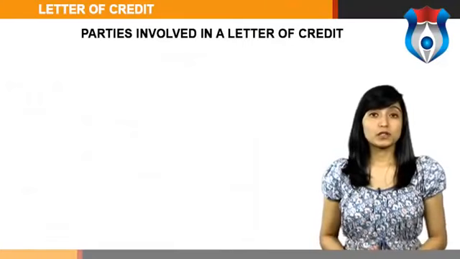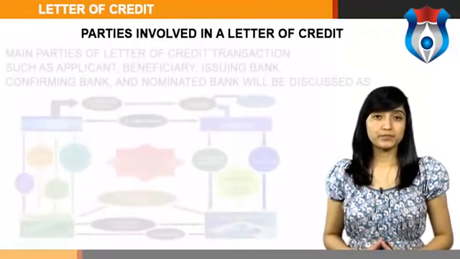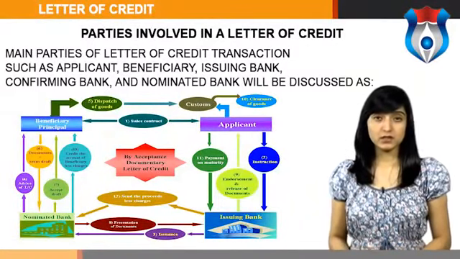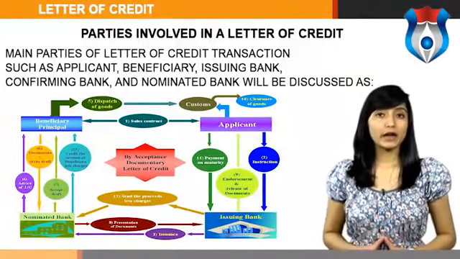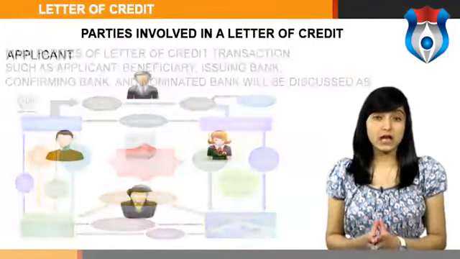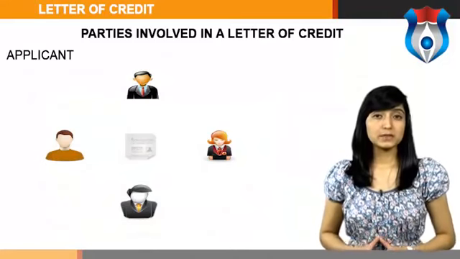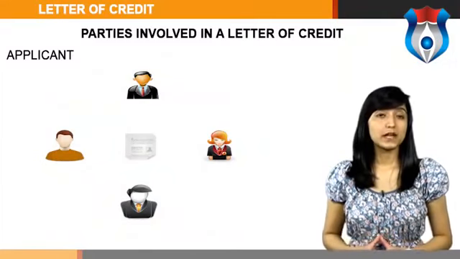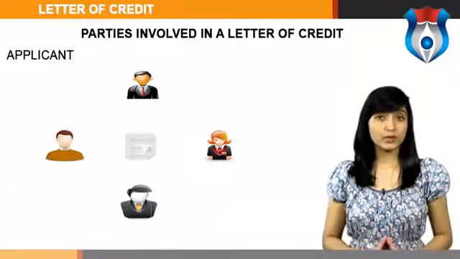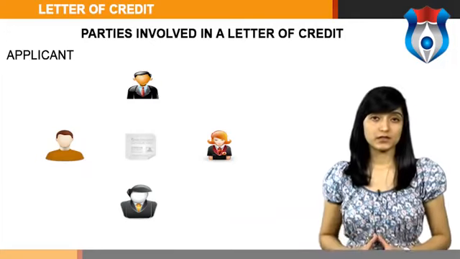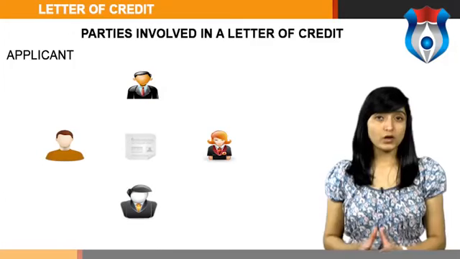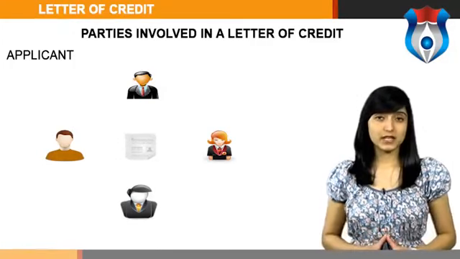Let's know the meaning of parties involved in a letter of credit. Main parties of letter of credit transactions, such as applicant, beneficiary, issuing bank, confirming bank and nominated bank, will be discussed. Applicant: the applicant is the buyer of the goods or services supplied by the seller. Letter of credit is opened by the issuing bank as per the applicant's request. However, the applicant does not belong to one of the parties to a letter of credit transaction.